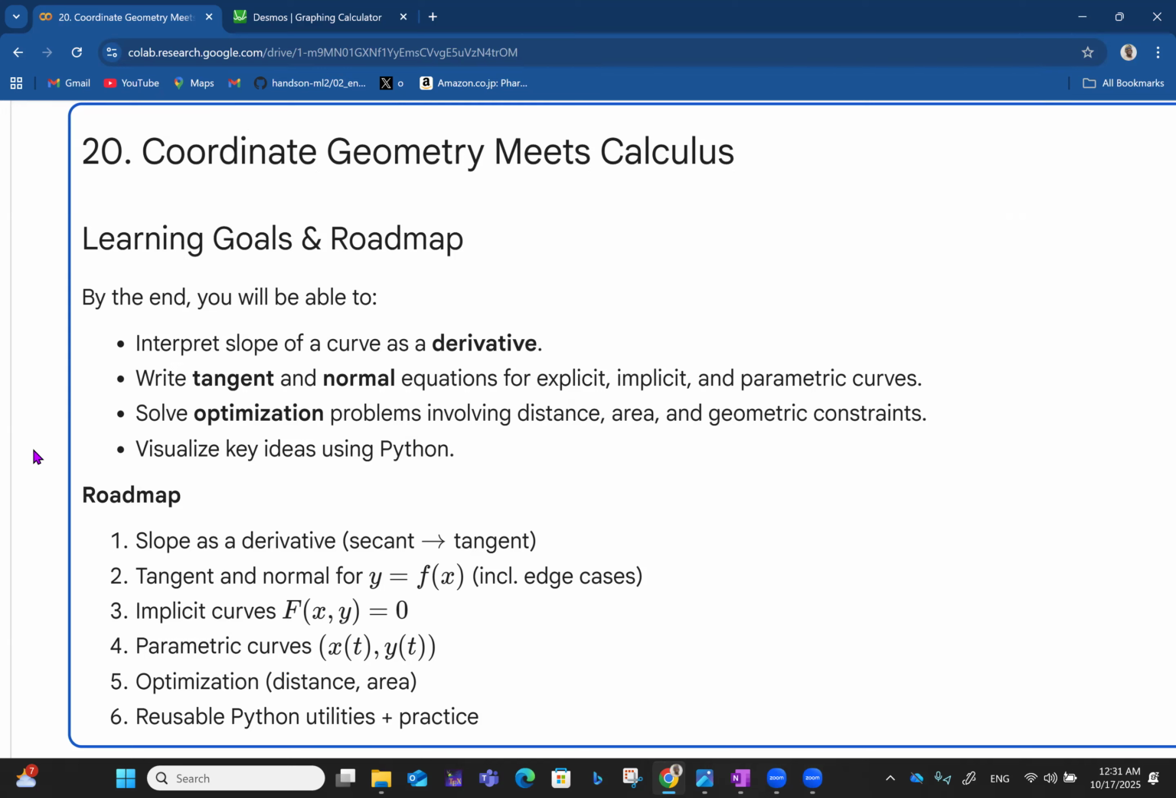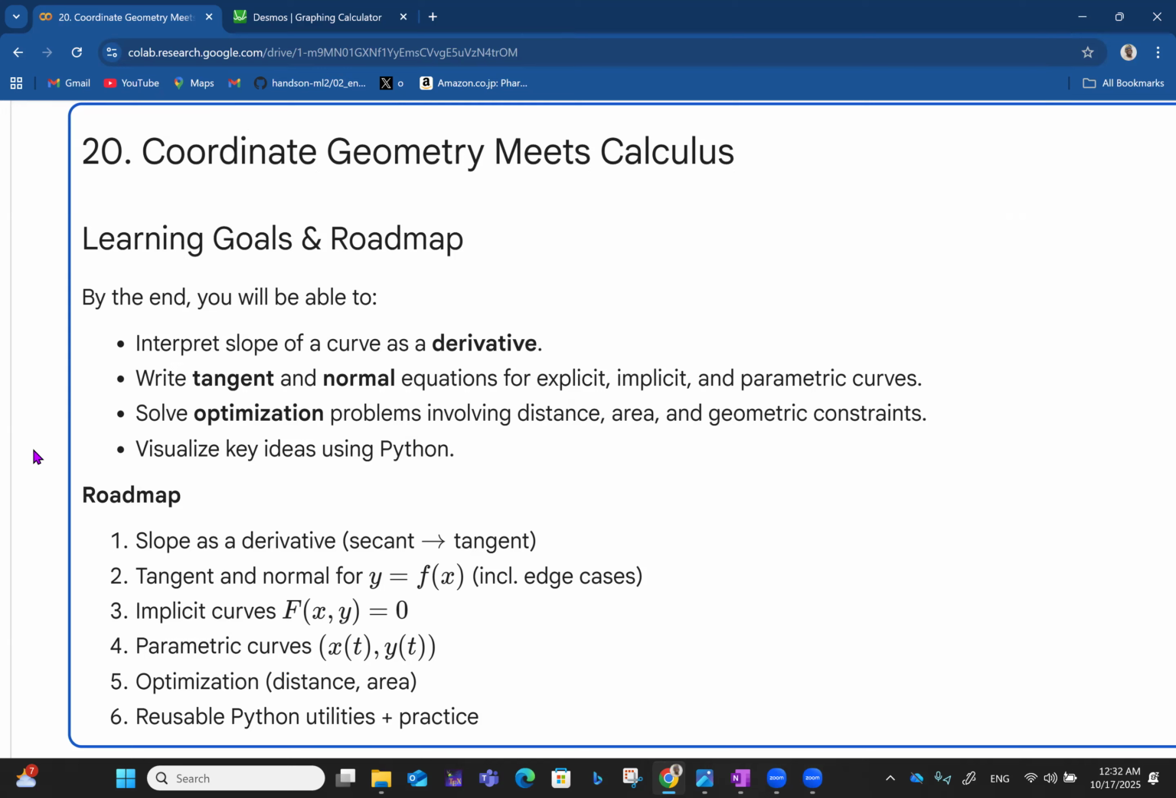The roadmap is we see slope as a derivative, talking about secant, moving to tangent, then tangent and normal for y equals f of x, including edge cases. Edge cases are the points where calculus misbehaves, right? Then we have implicit curves like f of x comma y equals 0. If you look at my playlist on basic calculus, you discover we talk about implicit functions. Those are functions where the dependent variable and independent variable cannot be separated. That is, you cannot clearly express y as a function of x. Basically, that's what an implicit function is.